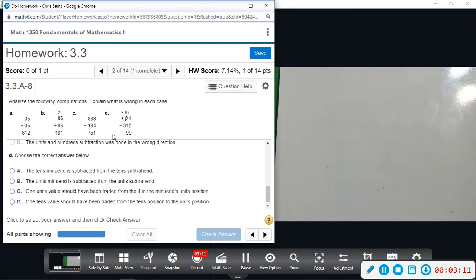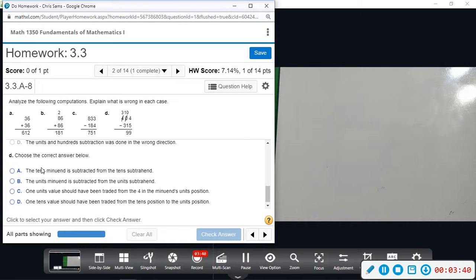Alright, and then D, we have 404 minus 315. So it looks like they're borrowing. This is 10. And then they need to borrow again, which they did not. So they subtracted this in the wrong direction. And then they left this as 10 minus 1 and got 9, which they should have carried over. And then 3 minus 3 is 0. So it looks like they did this in the wrong direction, and they didn't carry over.